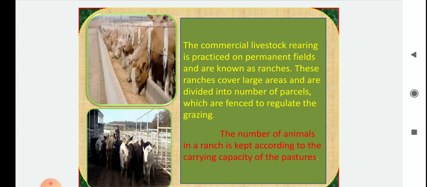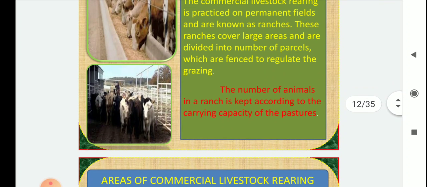The animals are sheep, cattle, goats, and horses, and products include meat, wool, hides, and skin. It is practiced in New Zealand. You can see in the map New Zealand, Australia, Argentina, Uruguay, and USA. Some parts are shaded with red color, like here you can see Australia and Argentina, and Uruguay and USA also, students. So these are the areas of commercial livestock rearing.